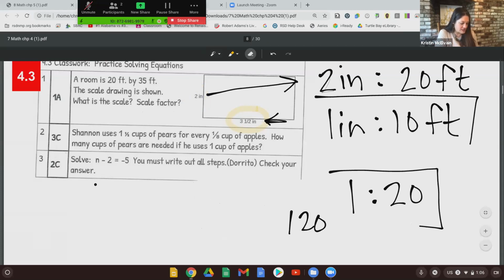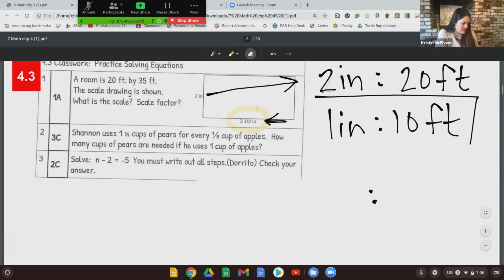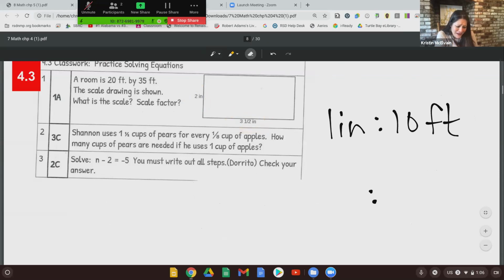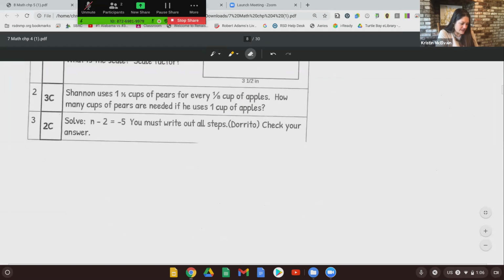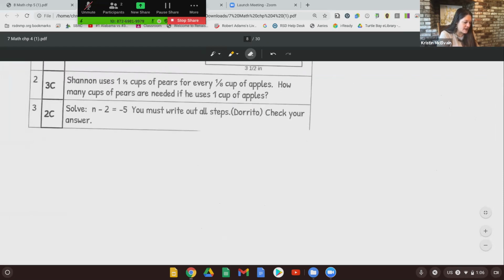And next, it looks like Shannon, who knows if she's making a smoothie, a fruit salad? Not sure. All right. Let's see if I can move it up and give myself some more writing room. There we go.